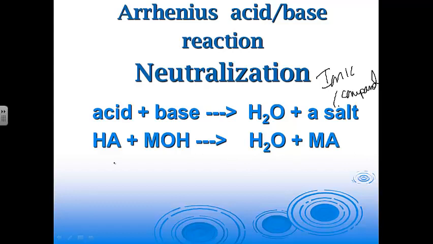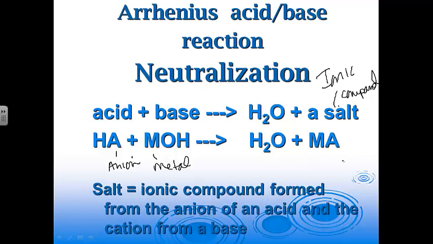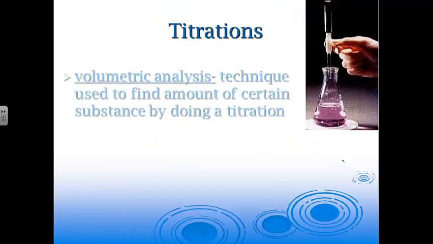And this is just general. M stands for metal. A stands for anion. So over here you get your metal and your anion. So it's just generic versions that you will occasionally see us use. Again, a salt is an ionic compound formed from the anion of an acid and the cation from the base, which is typically a metal.